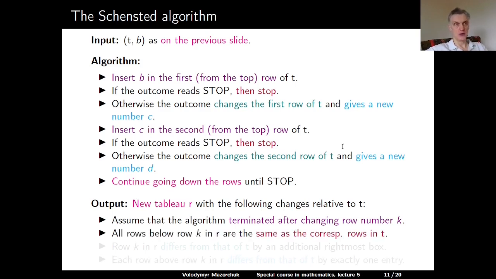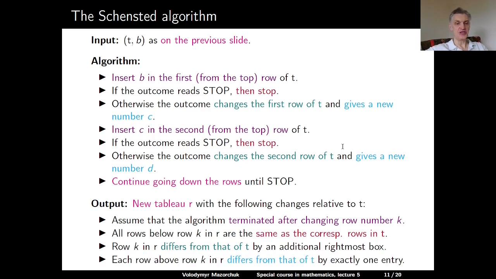So all rows below k in R are exactly the same as the corresponding rows in T. Row k in R differs from row k in T by an additional rightmost box with some number. And each row above row k in R differs from the corresponding row of T. It has the same size, but exactly one entry is different, because there was a bumping for that row at some step of the Schensted algorithm. So that's what is going on.